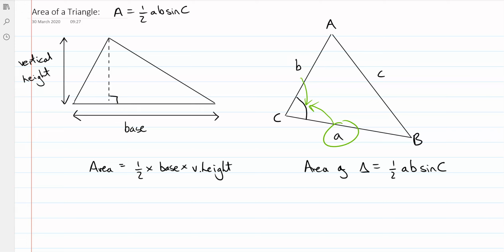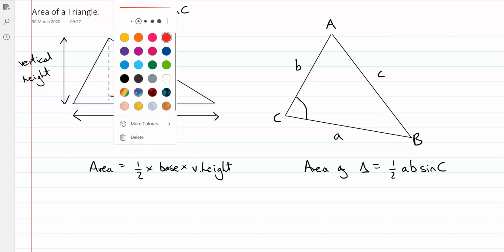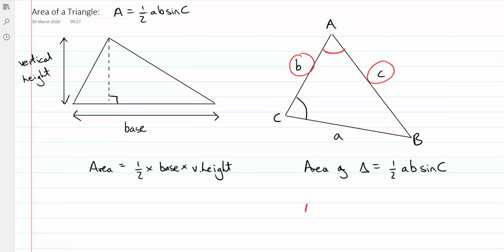So it might be that it's that way around, or it might be that rather than the angle C, we've got the angle B. If you've got c and a and angle B, it works the same way. So we could have a half a c sine B, or if we've got the other lengths, if we have b and c and this angle, then the area of the triangle would be a half b c sine A. So it's always two lengths and the angle between them. You can use this formula whatever orientation the triangle is in.